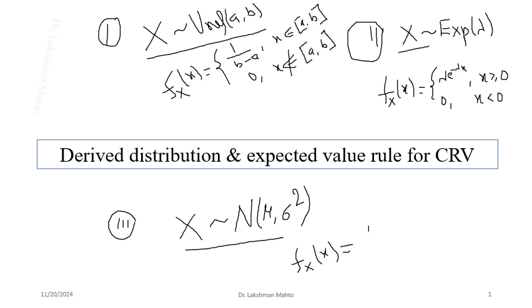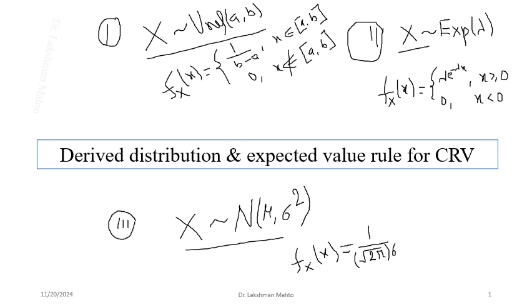There is a normalizing constant, 1 by square root of 2 pi. It is a normalizing constant. You will come to know it comes from the Euler integral, which you will see later. Then times sigma, that means the square root of the variance.